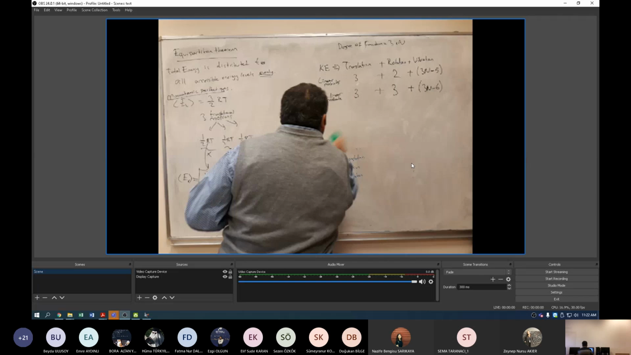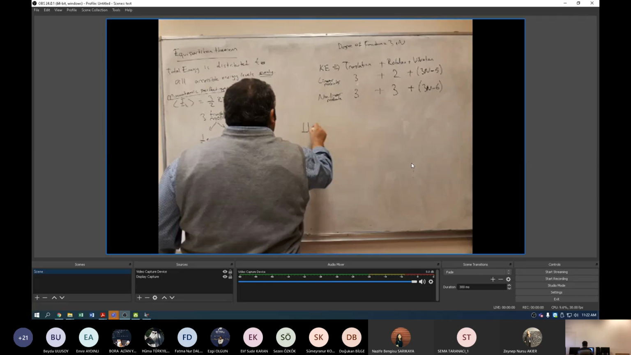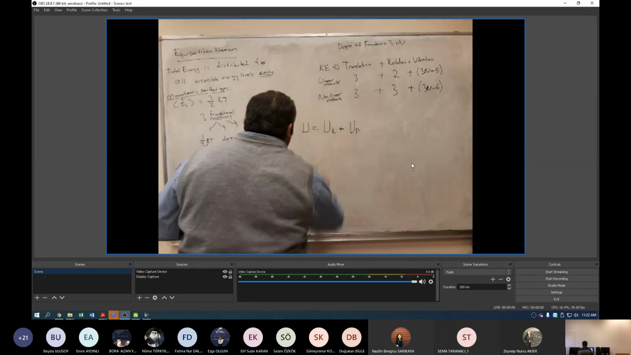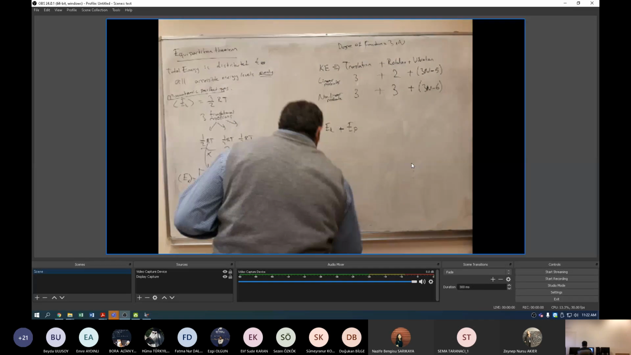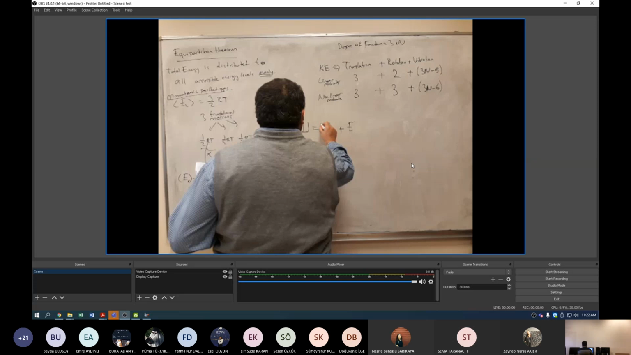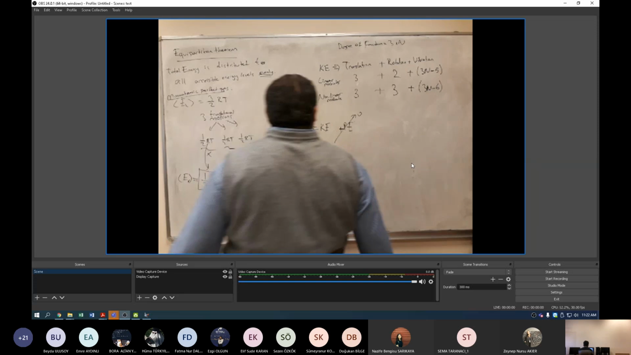So energy, we said, is kinetic energy plus potential energy. I can show it with E also. Some show it with E, some show it with P. Or I can even say KE and PE. This is better. So the potential energy is always 0 for ideal gases.